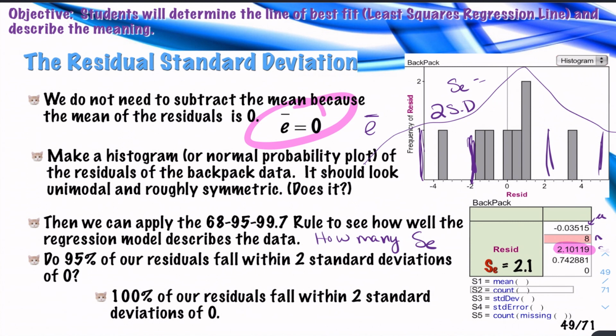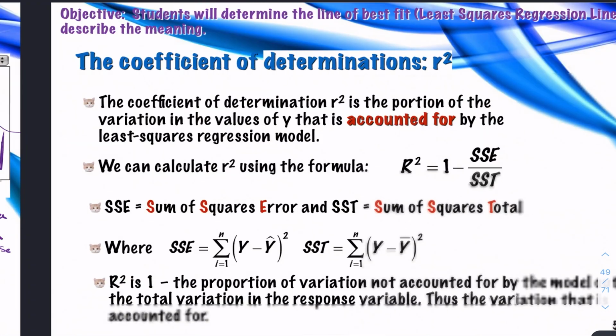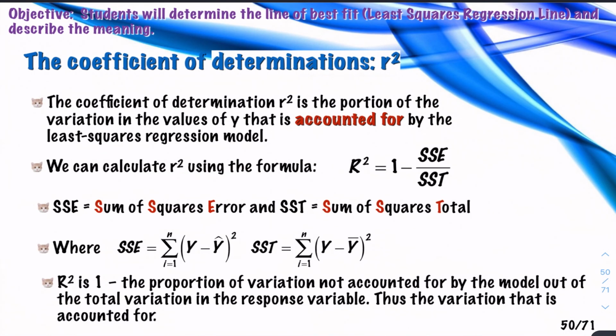So if we go back to our notes, 100% of our residuals fall within 2 standard deviations of 0. That means all of the data is accounted for, and there's not something else going on. Which leads us to the last bit, and then we will end these notes, the coefficient of determination, or what is this R squared term that I keep referencing? And it comes from the standard errors, the standard deviations of our residuals.